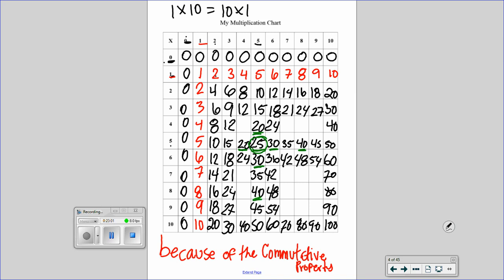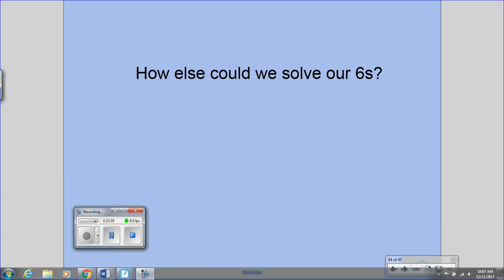Alright, help me fill in my 9s because apparently I missed that. We just talked about how to use our 3s as doubles for our 6s. How else could I figure out my 6s? You're thinking in your head right now. Think about all the strategies that we've learned. Think about the strategies that you use in mental math.